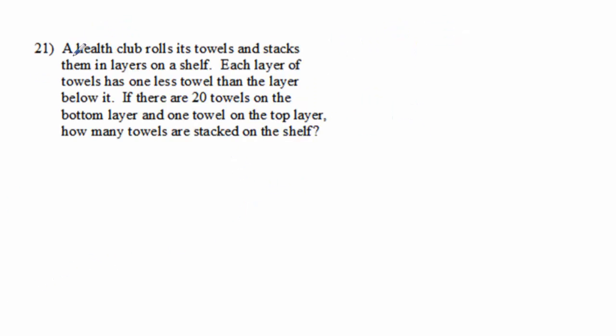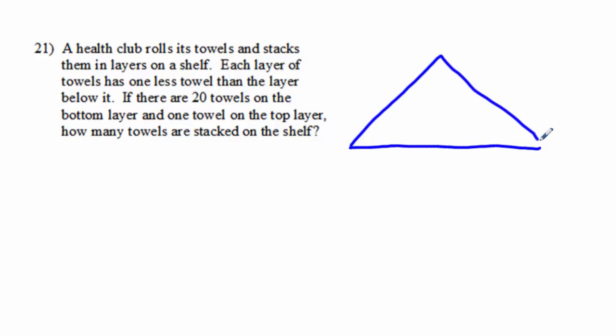Word problem. A health club rolls its towels and stacks them in layers on a shelf. Each layer of towels has one less towel than the layer below it. If there are 20 towels on the bottom layer and 1 towel on the top layer, how many towels are stacked on the shelf? So we've got like a pyramid of towels going. On the bottom one, we've got 20. The next one, we would have 19. And so on until at the top, we've got 1. What we're trying to do is add up the total number of towels we've got. So we're finding a sum.